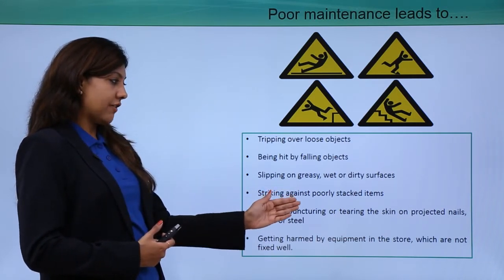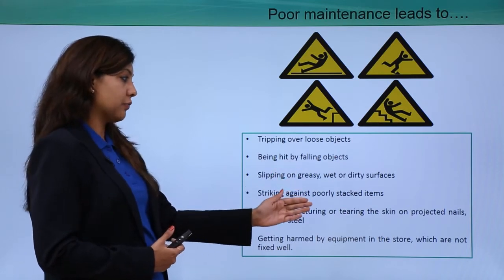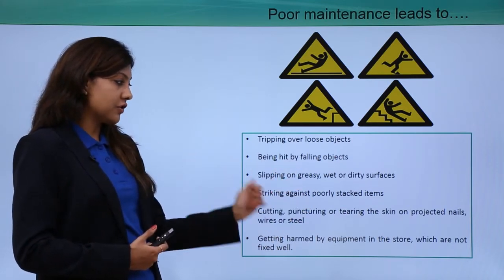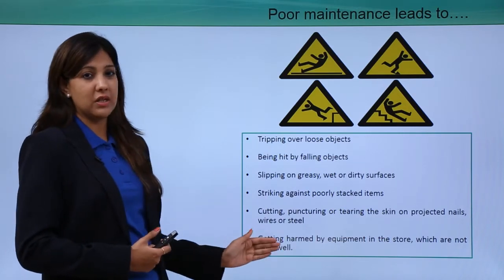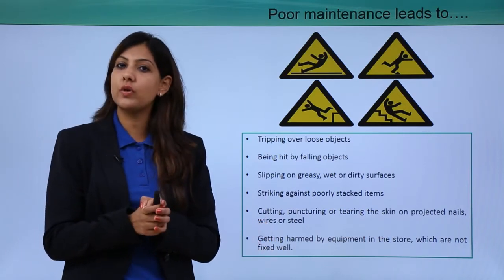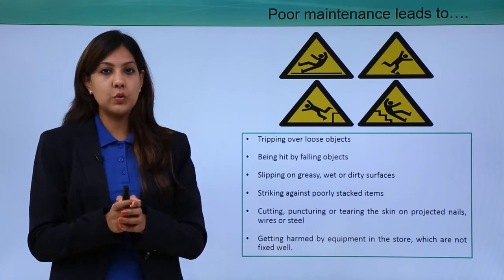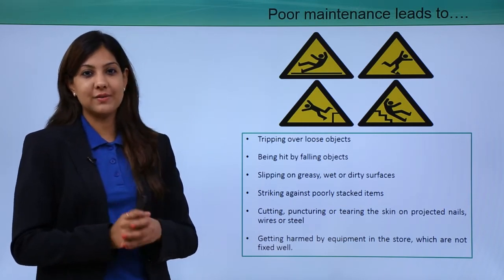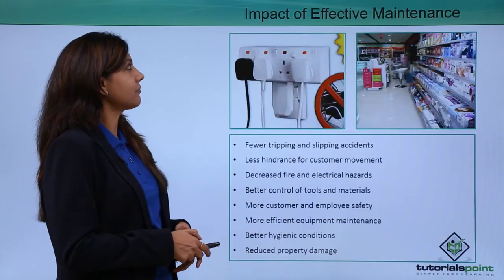Cutting, puncturing or tearing skin on certain projected nails, wires as well as steel. Getting harmed by equipment in the store which are not fixed very well. So all the fixtures in the store area need to be properly screwed and properly maintained so that they do not fall over clients as well as the staff people.